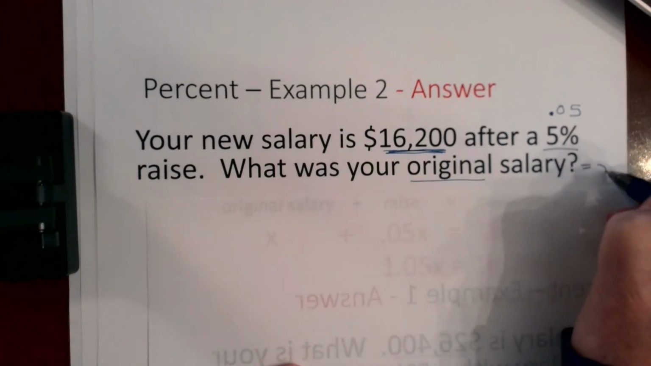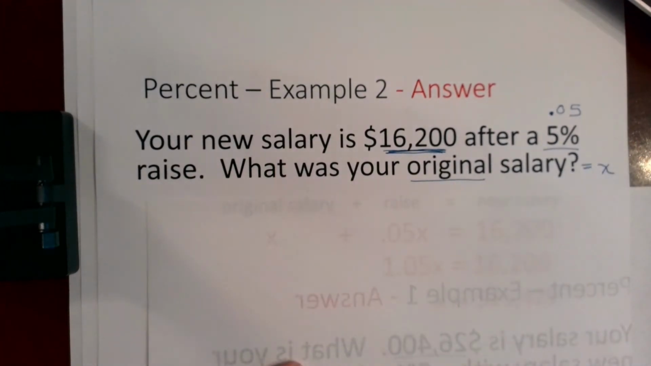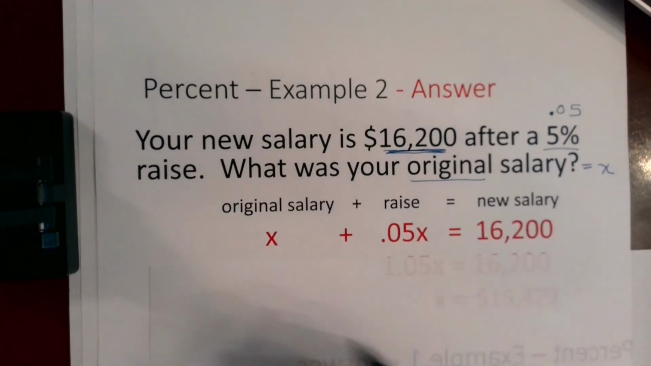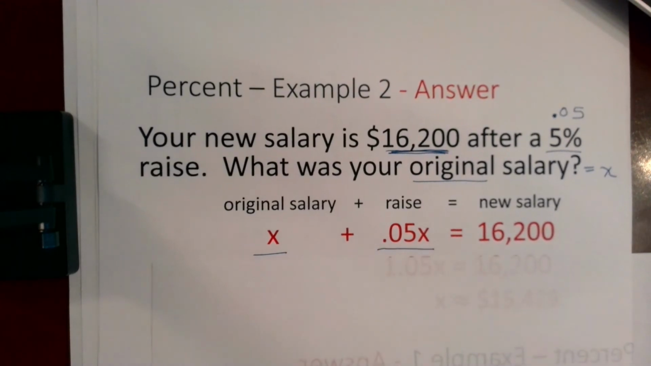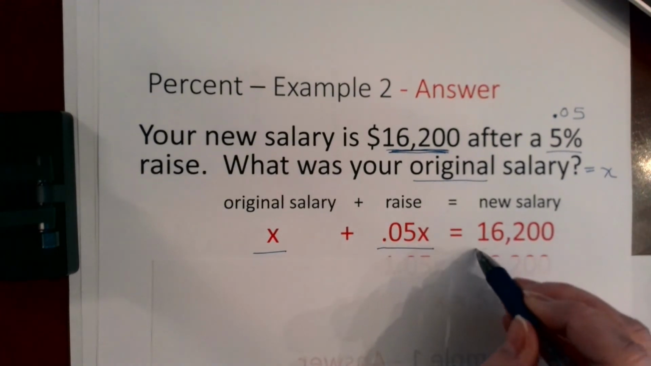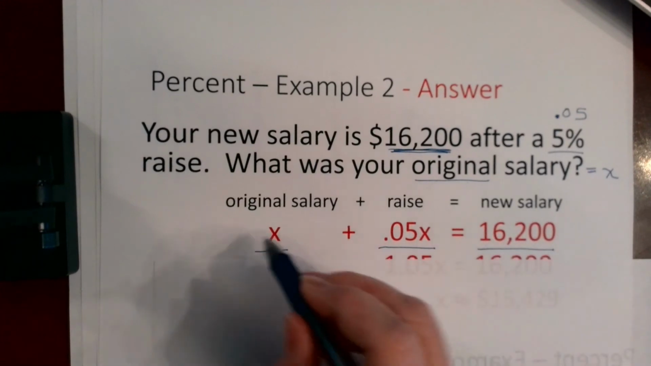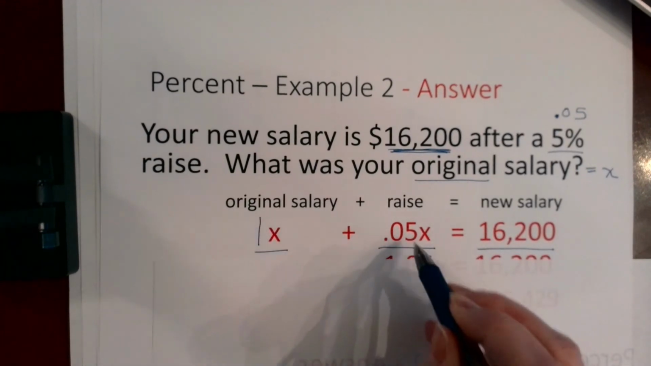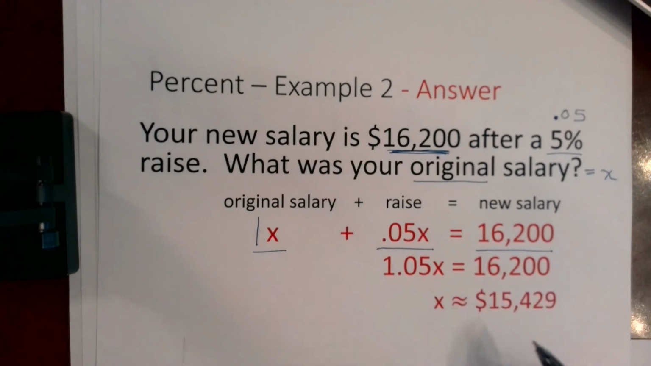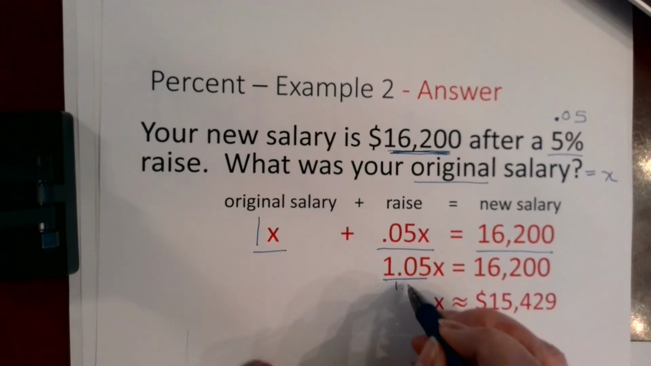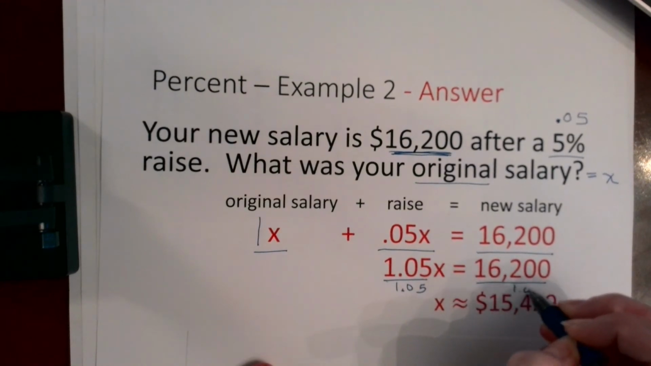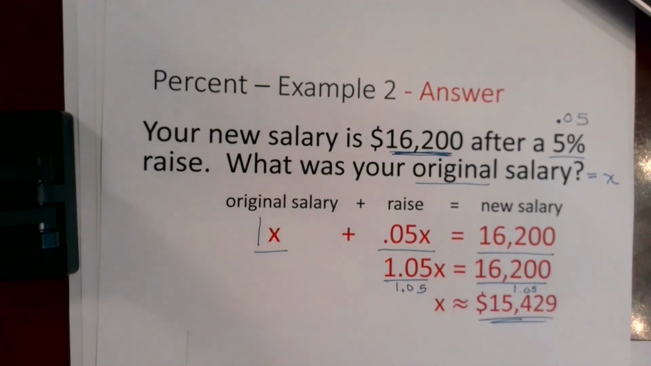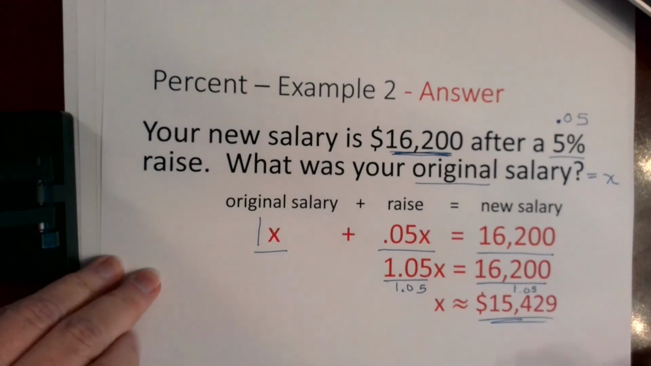So I'll say the original salary is x, and then I want 5% of x. So here's how you do it. The original salary, which I don't know, and then 5% of the original salary, and it's going to equal my new salary. Well, 1x plus 0.05x is 1.05x. Then divide both sides by 1.05, and there's your original salary.